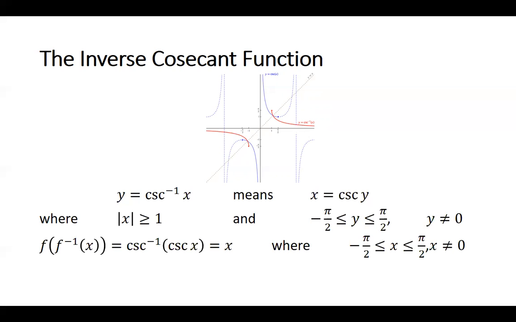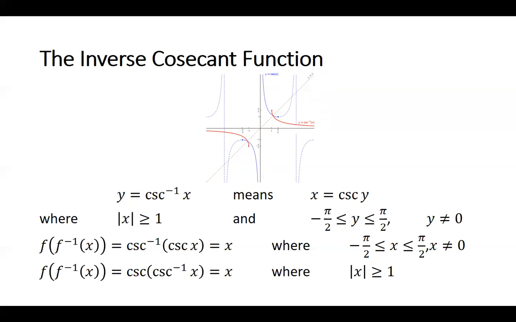If we take the inverse cosecant of the cosecant of x, we get x, meaning if we take the cosecant of an angle, we get the trigonometric ratio. If we then take the inverse cosecant of that trigonometric ratio, we get the original angle back. And obviously x is between negative pi over 2 and positive pi over 2 and not equal to 0.